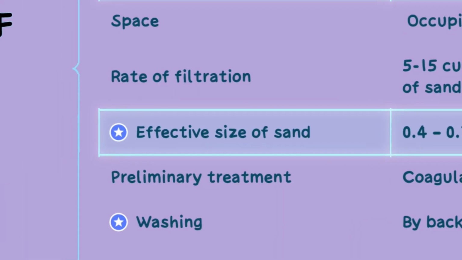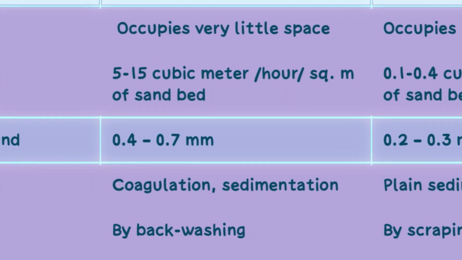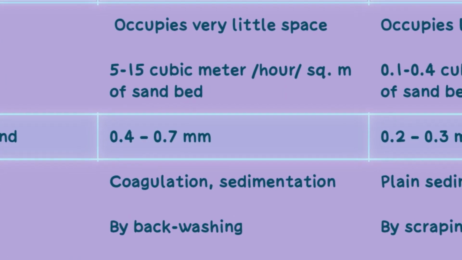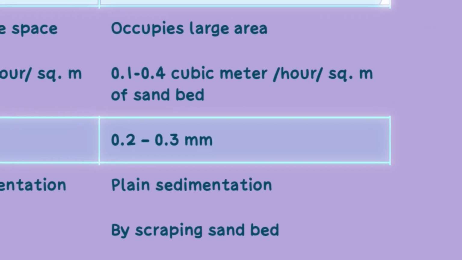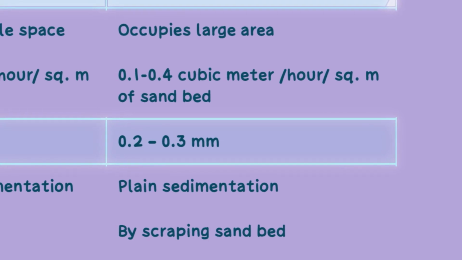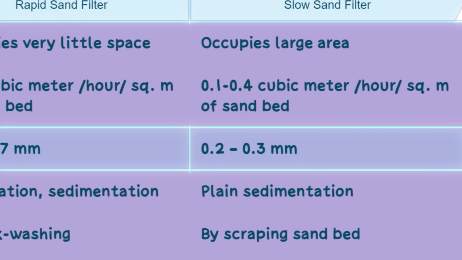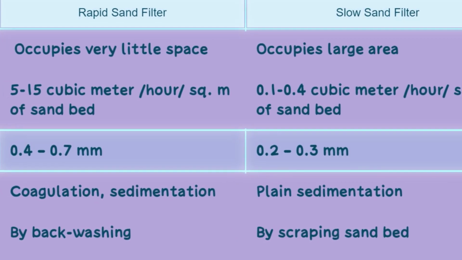Moving on to the most important point, the effective size of sand used in rapid sand filters is smaller, 0.4 to 0.7 millimeter, compared to slow sand filters, 0.2 to 0.3 millimeter. It can be remembered by stressing on the fact that the size of the rapid sand filter particles is almost double the size of the slow sand filter particles.